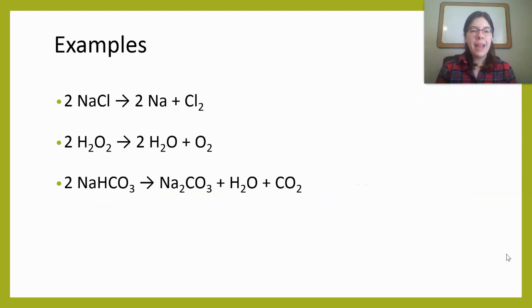For some different examples, the first one we have is sodium chloride, which is table salt. We can actually break table salt into its different ions. We can get sodium ions and chlorine. The next one is hydrogen peroxide. Hydrogen peroxide can decompose into water, H2O, and oxygen gas, or O2. That's why it's so helpful for cleaning.